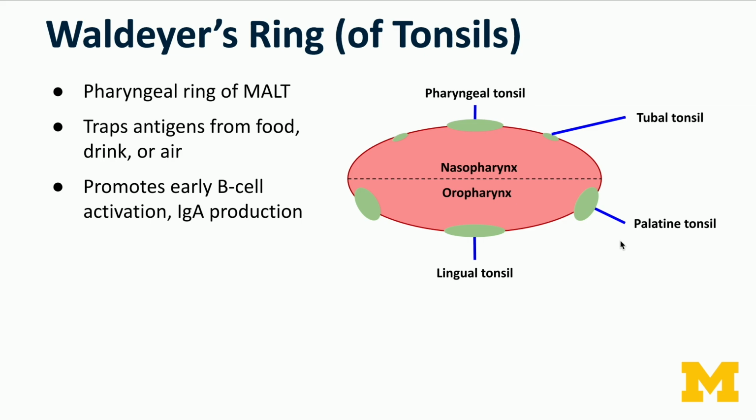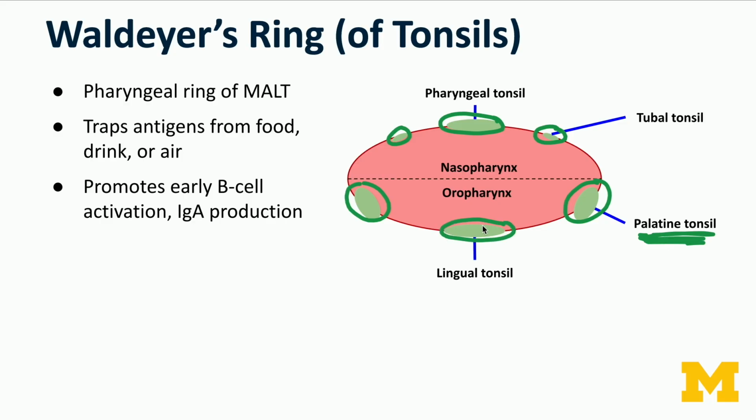So let's look at that now. So this is a pharyngeal ring of MALT. So here we have our pharyngeal tonsil, aka the adenoid. There are tubal tonsils associated with the openings of the eustachian tubes within the nasopharynx. Then we have the palatine tonsils. The palatine tonsils are the tonsils. Those are the ones that if you say that you've had your tonsils removed, that's what has been removed. And then the lingual tonsil on the surface of the tongue.